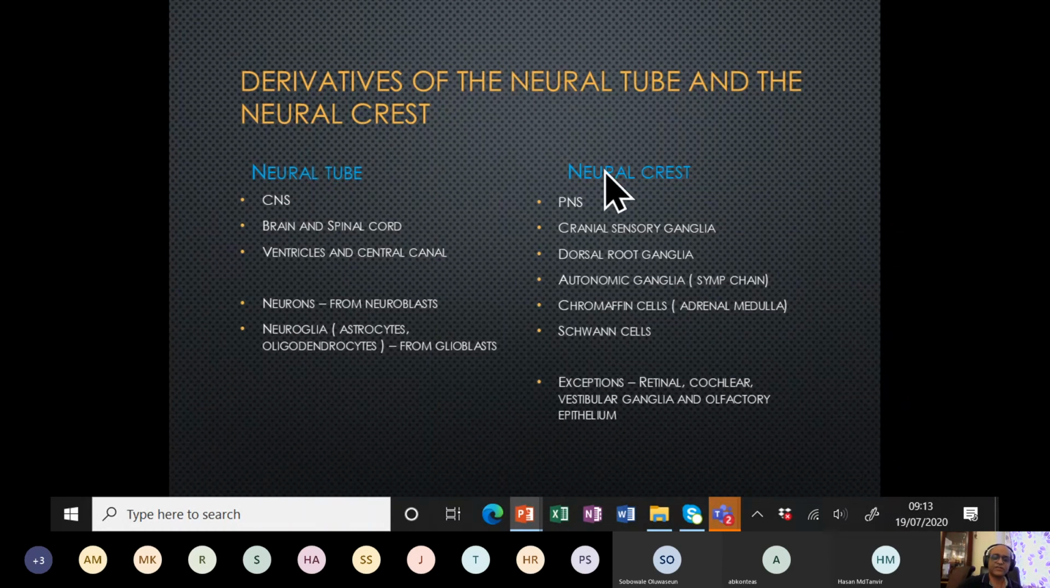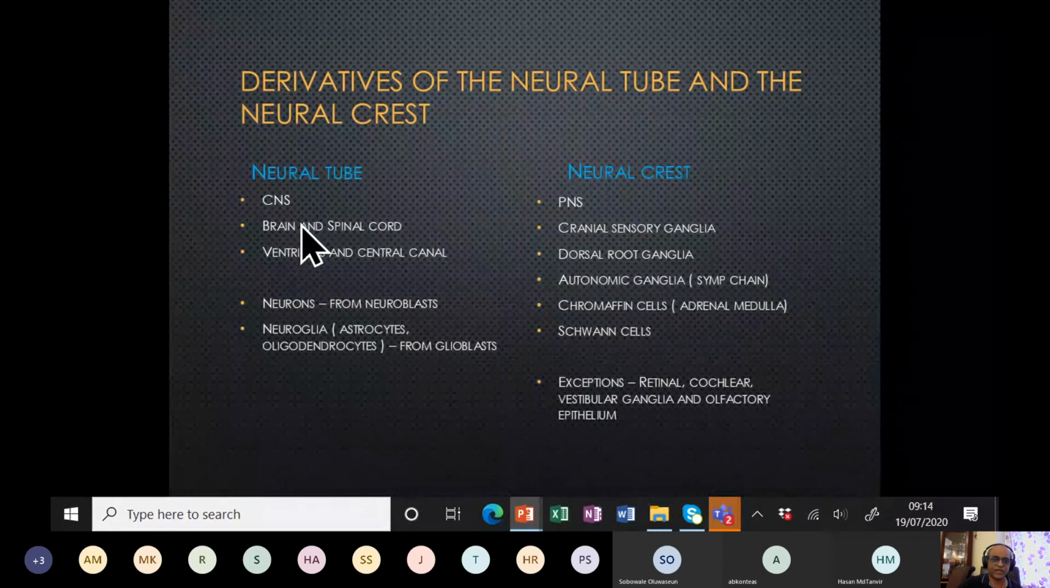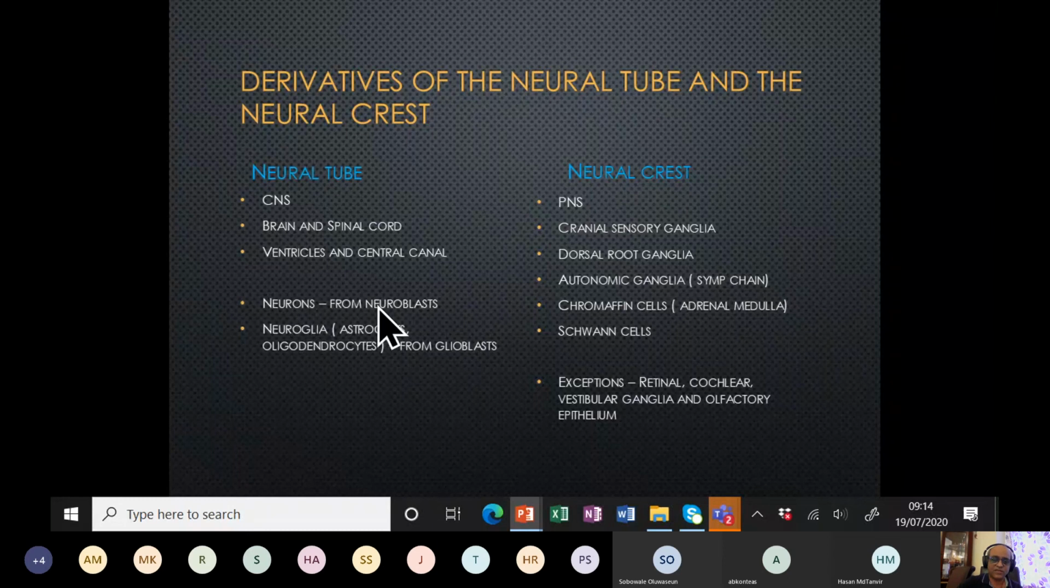We have seen the neural crest cells which are on either side of the neural tube, and these are the ones which are actually responsible for development of the entire nervous system. So from the neural tube we have the central nervous system, the entire brain, the spinal cord. We get the ventricles within it and the central canal within the cord. The neurons develop from the neuroblast cells which are lining the neural tube, and then we have the glioblasts which will develop into the neuroglia of the future. So that's how the central nervous system will form.